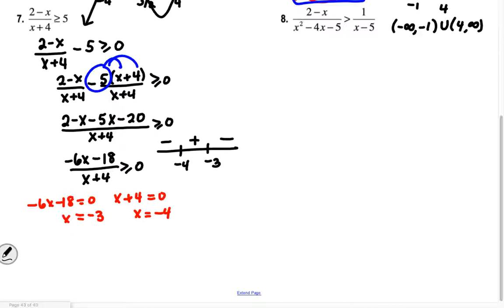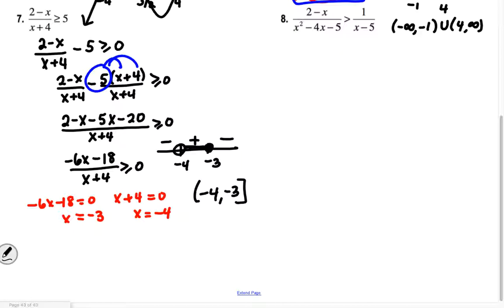Yeah, what do you think, Howard? Yeah, -4 is open, -3 is closed. And we want everything that's greater than 0, so we want everything in between. So it's going to be parentheses -4 to -3, and then a bracket on the -3.